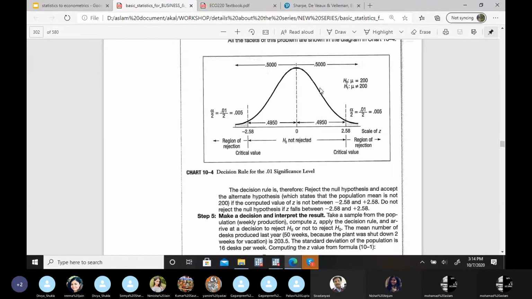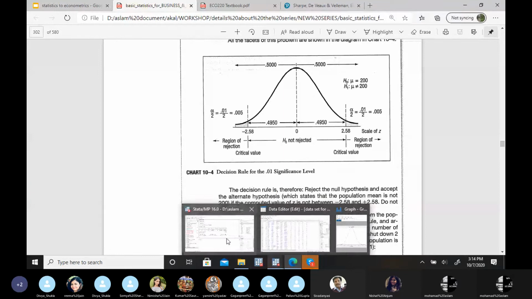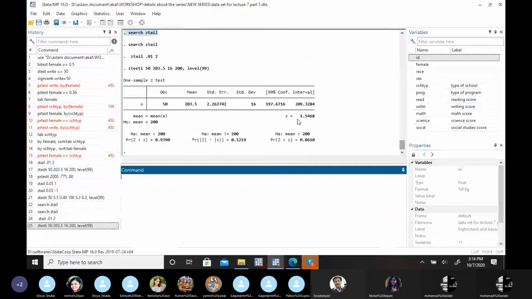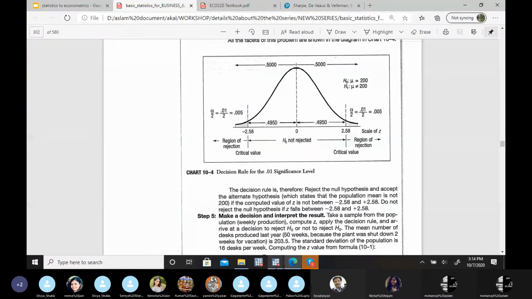Similarly, this is the case, right? These are our critical values and this particular value lies within the critical values range, in the acceptance region. So we have to accept the null hypothesis. So this is how you calculate this Z value from this Stata software and how you calculate critical values. So this textbook example we are doing with the Stata software.